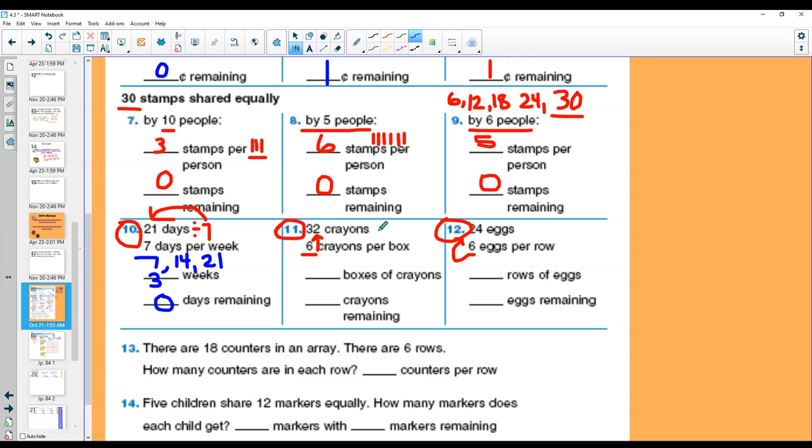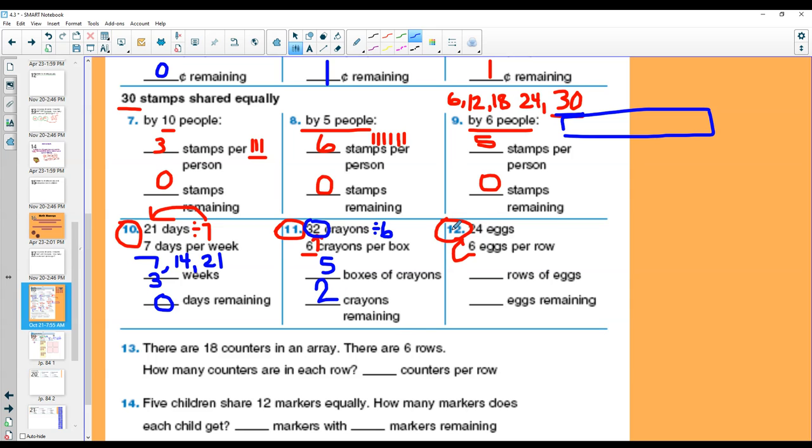Now I'm doing 32 divided by 6. This time I need to count by 6s. I'm going to cheat because look it up here, I already counted by 6s. Here it is. So 1, 2, 3, 4, 5. Could I count by another 6? No, because that would get me to 36. If I count by 6s 5 times, I get to 30. I need to get to 32. So how many are left over? From 30 to 32, there's 2 left over.